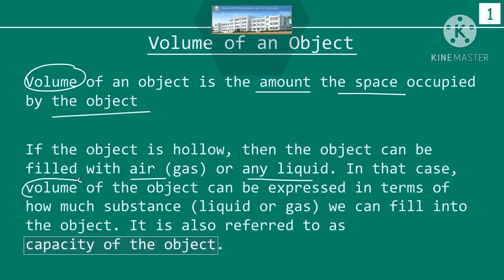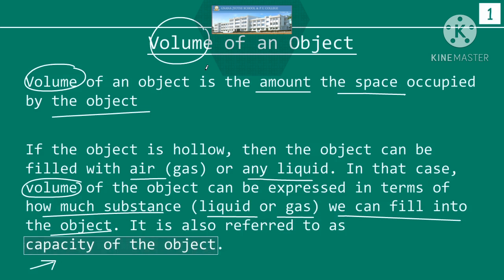In that case, the volume of the object can also be expressed in terms of how much substance, whether it is a liquid or gas, that we can fill into the object. Because the inside is empty, we can potentially put some air or any other gas or any other kind of liquid into the object. So then the volume of the object can also be expressed in terms of capacity of the object. Capacity is nothing but how much of the substance the object can hold. That is the capacity of an object. So it's important because whenever we talk about volume, oftentimes the term capacity is referred to mean the same thing. So wanted to make sure that you are aware of this.